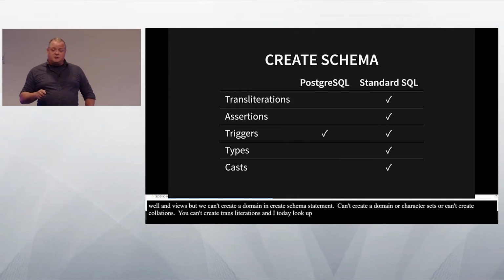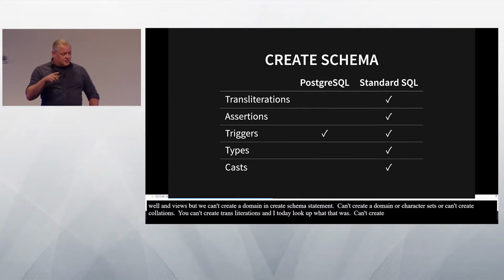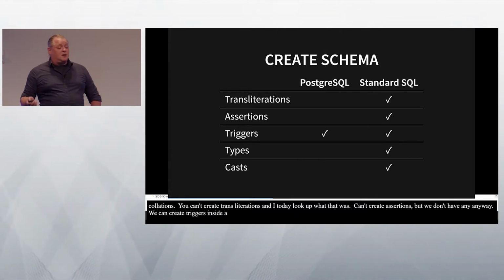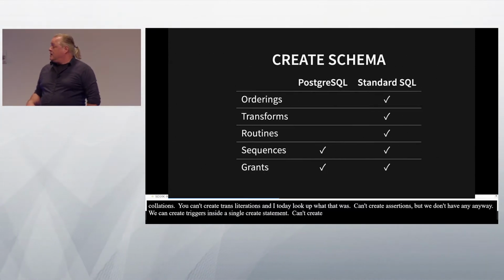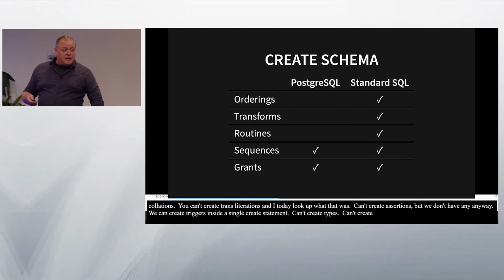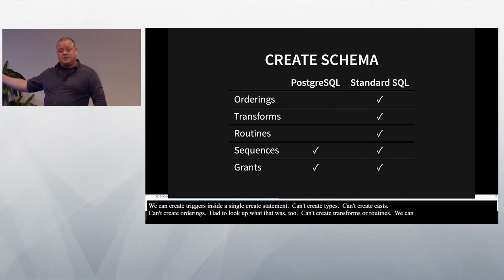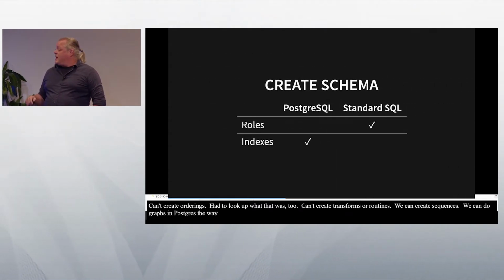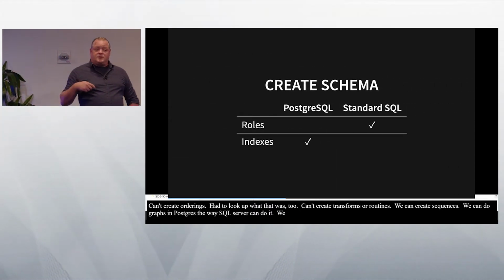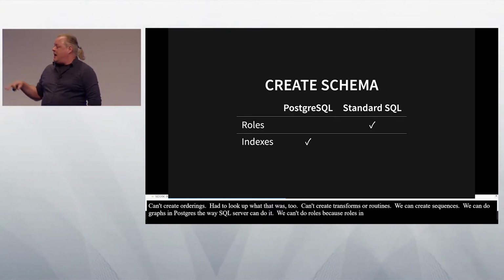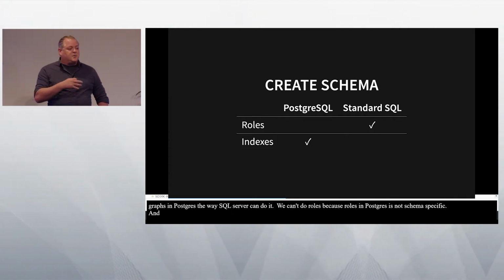We can create triggers inside a single create schema statement. Can't create types, can't create casts, can't create orderings, had to look up what that was too, can't create transforms or routines. We can create sequences, we can do grants in Postgres, the way Sybase and SQL Server can do it. We can't do roles, because roles in Postgres are not schema specific, they're instance specific. And then of course the standard doesn't say anything about indexes, but we can do that and they can't.